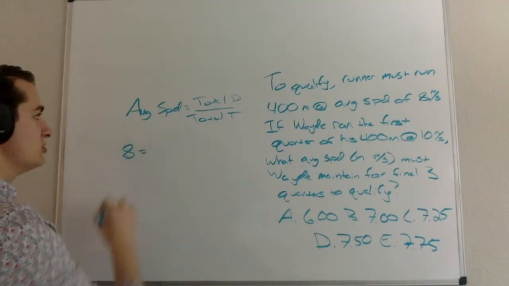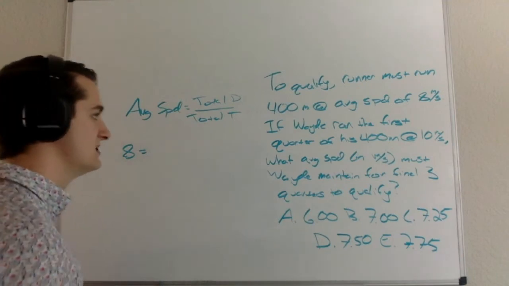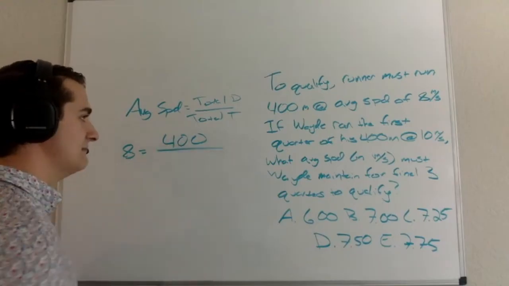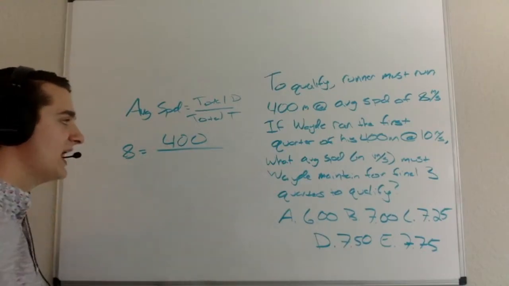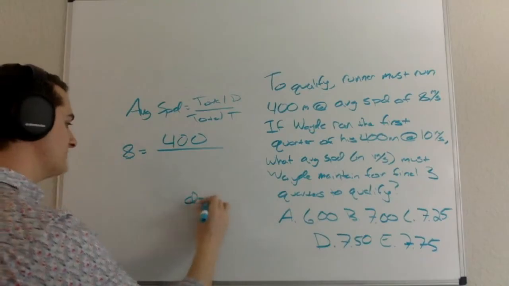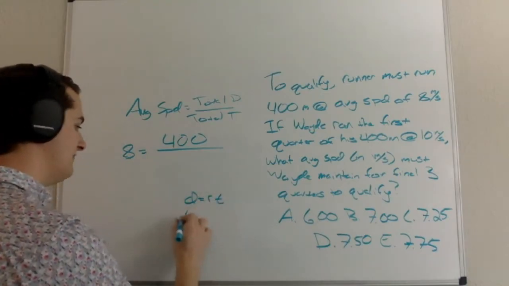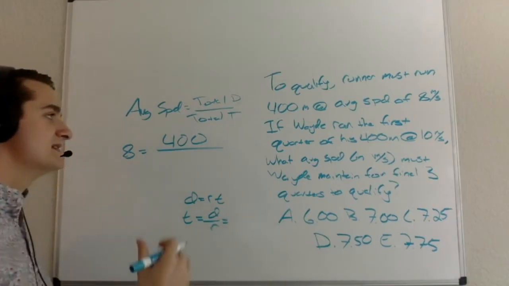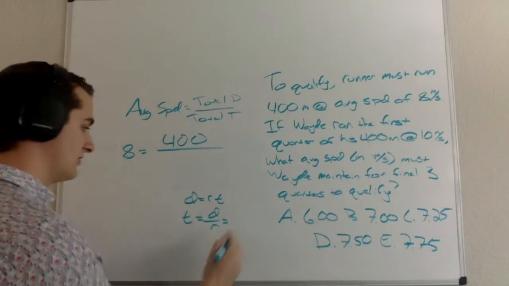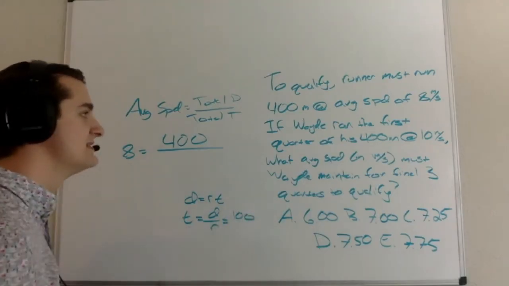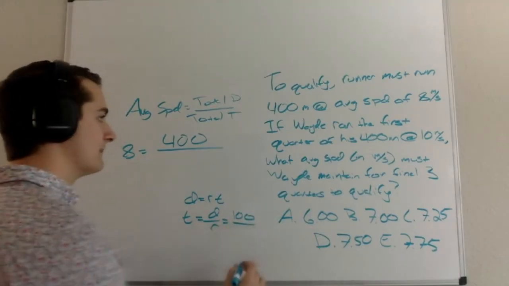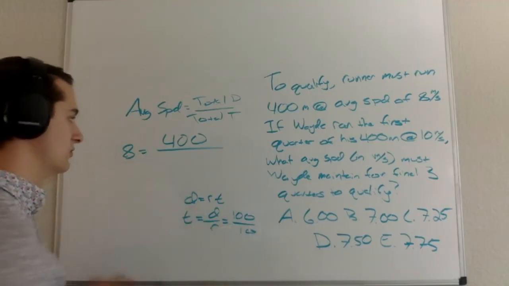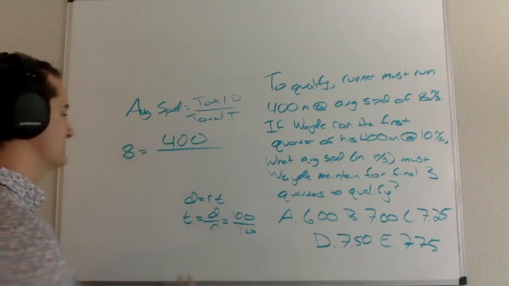And that should be equal to the total distance, which is 400, divided by the total time. Now, here's what I know: distance is equal to rate times time. Time then is equal to distance divided by rate. The time for the first 100 meters is going to be the distance, 100, divided by the rate of 10. So in other words, the time for the first portion is going to be 10 seconds here.